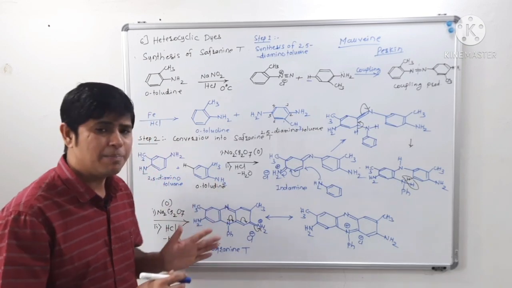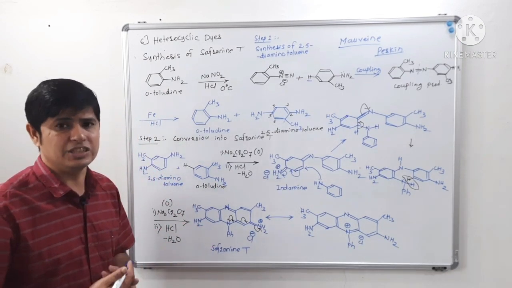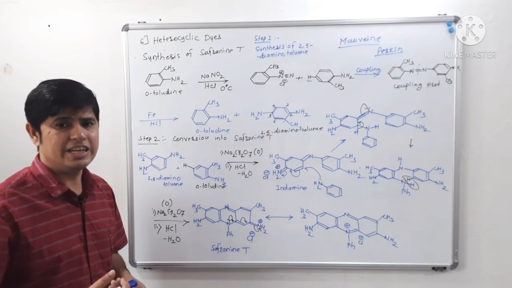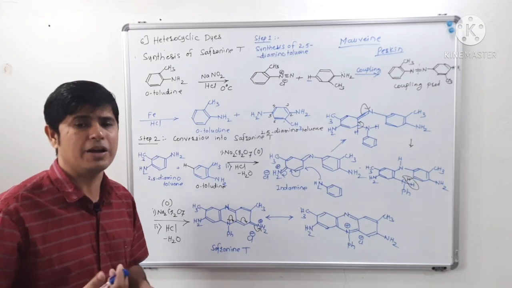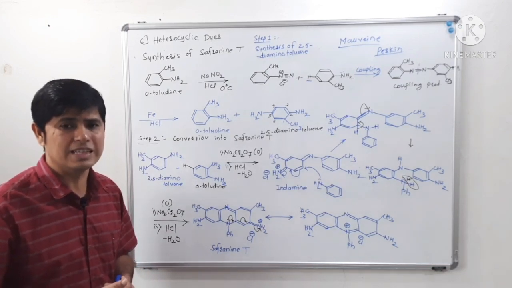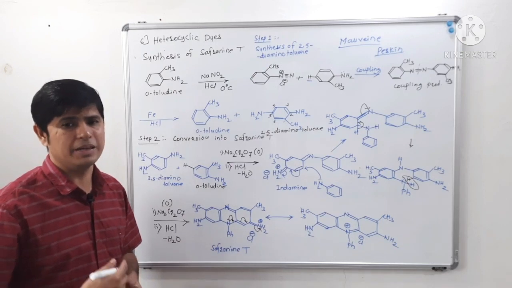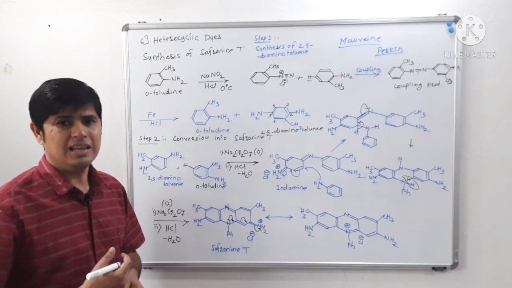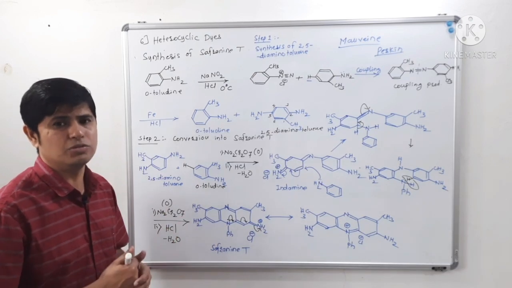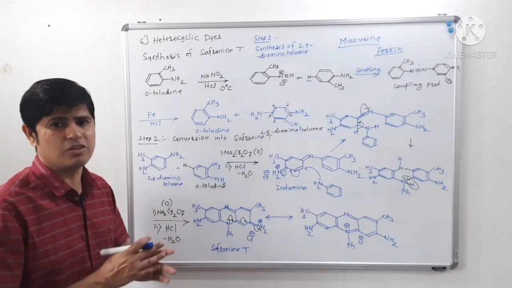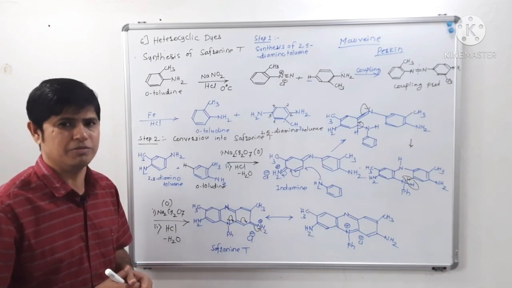So this safranine T is also used as a staining reagent for staining of various microorganisms in biological laboratories. So this was the use of safranine T, and this was the synthesis of safranine T. Okay, we will stop here. I hope you have understood this topic. Thank you.